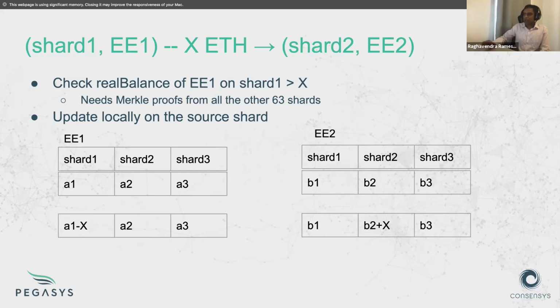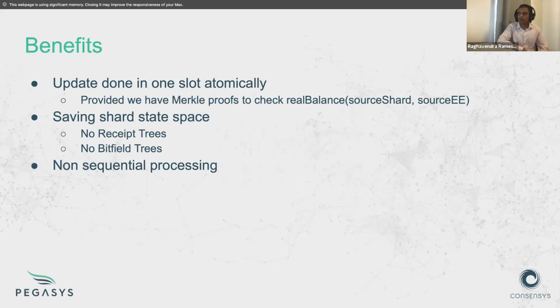Okay, so the main benefits of this approach are that the update is done in one slot atomically, and we don't have to maintain any receipt trees or Bitfield trees. And the receipts are processed in a non-sequential fashion. So that pretty much sums up this approach.